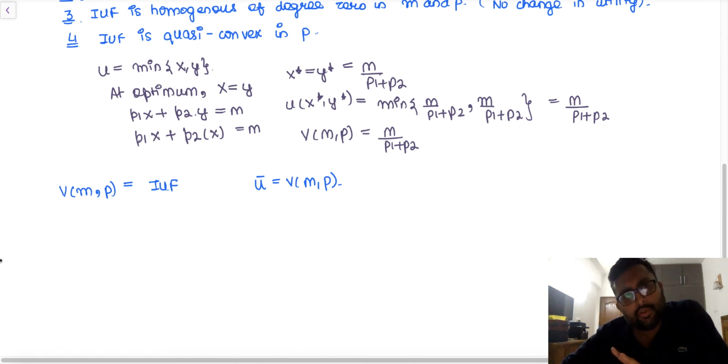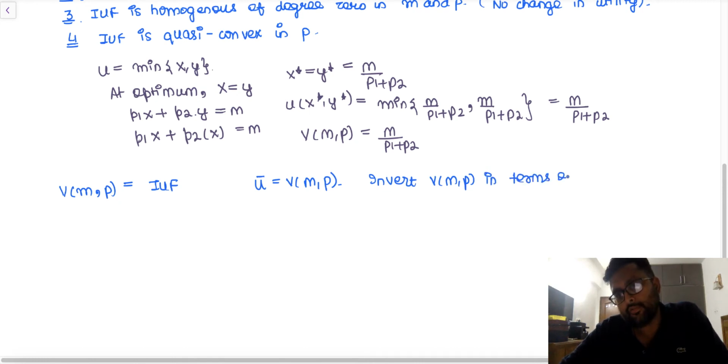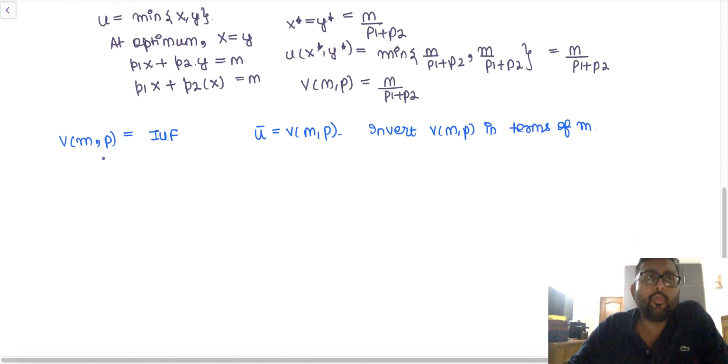Now what you can do is invert this V. When you invert V in terms of income, you get an expenditure function. The expenditure function tells you the minimum expenditure you will have to make in order to achieve a given level of utility, let's say U bar.